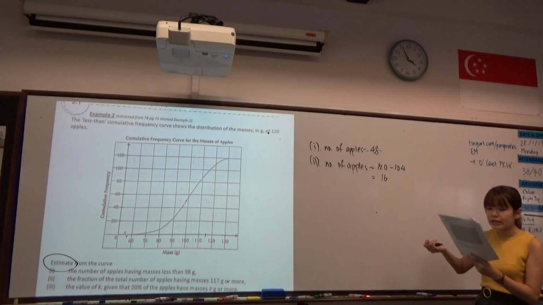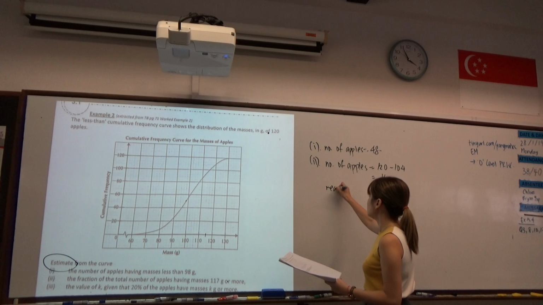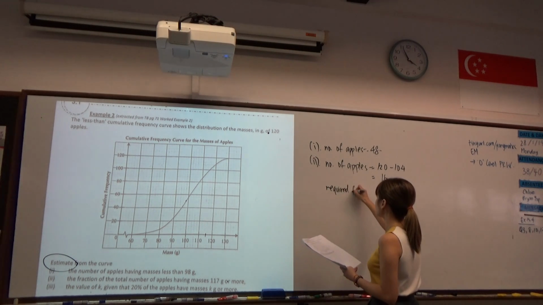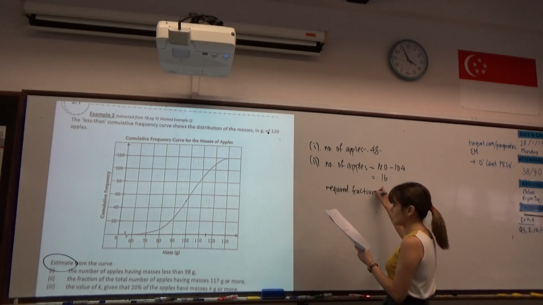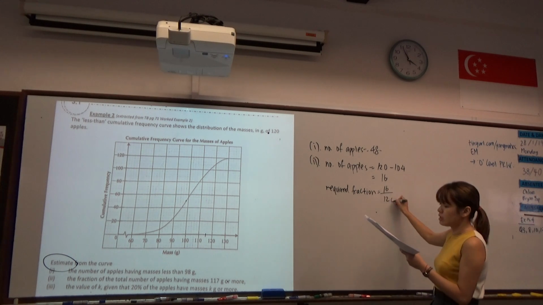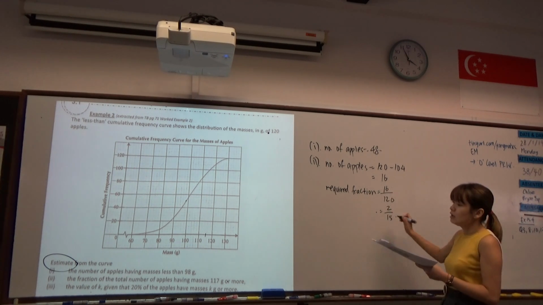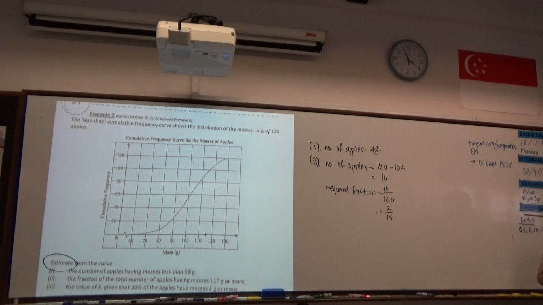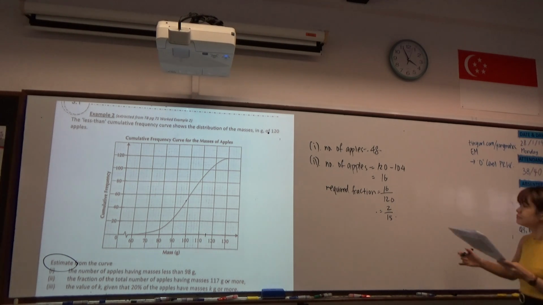Okay, so read carefully. So the required fraction will be 16 over 120, so 2 over 15 of the apples have masses 117 grams or more.